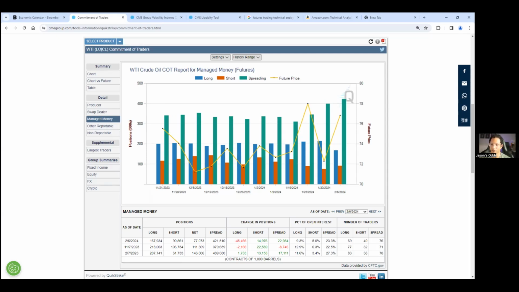I really like the way this is going so far. So the COT report, perfect. Feel free to take as much time as you want.